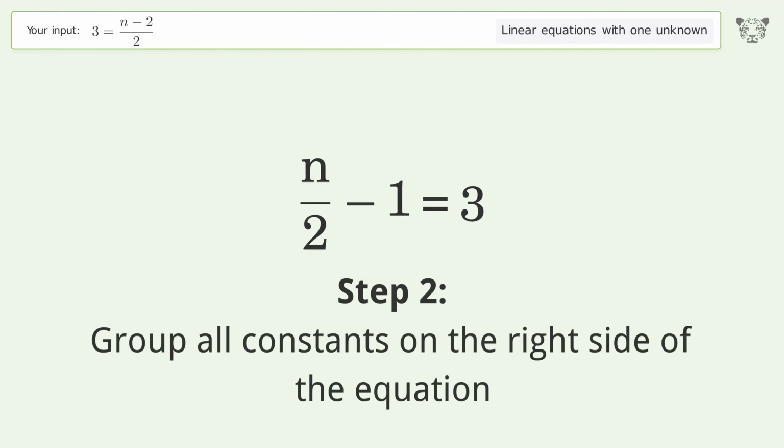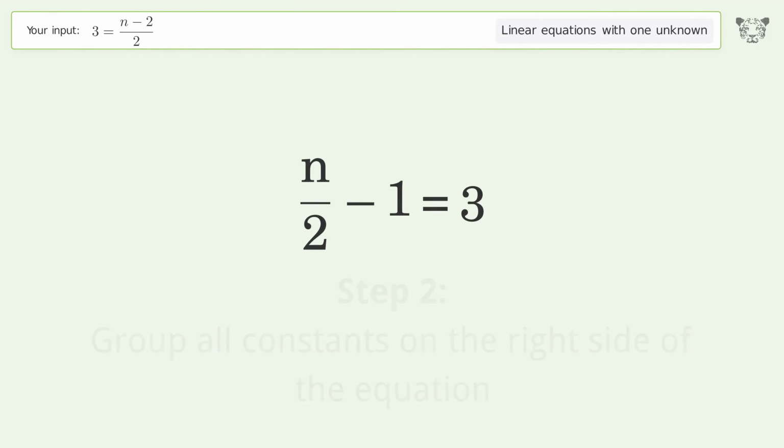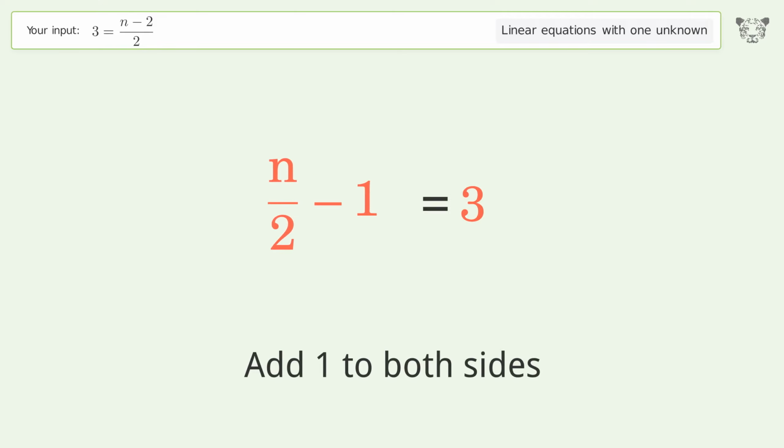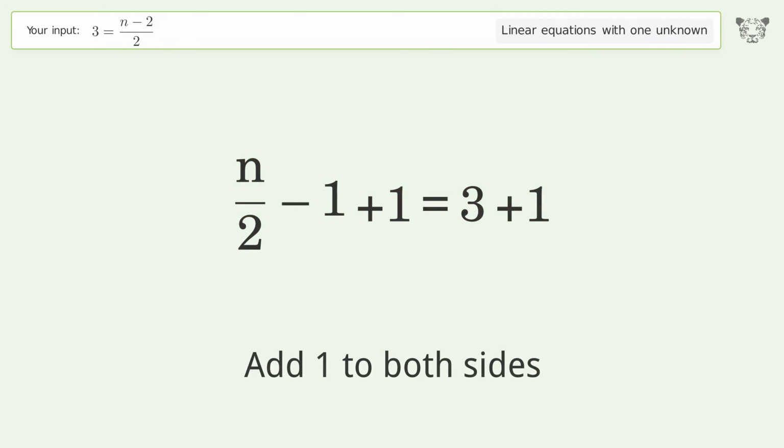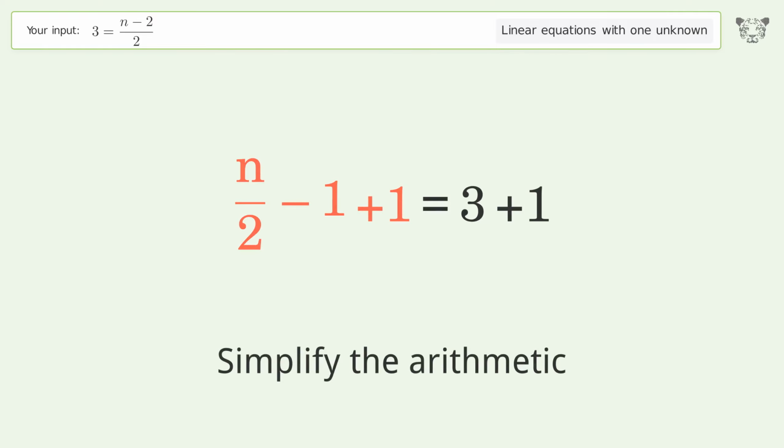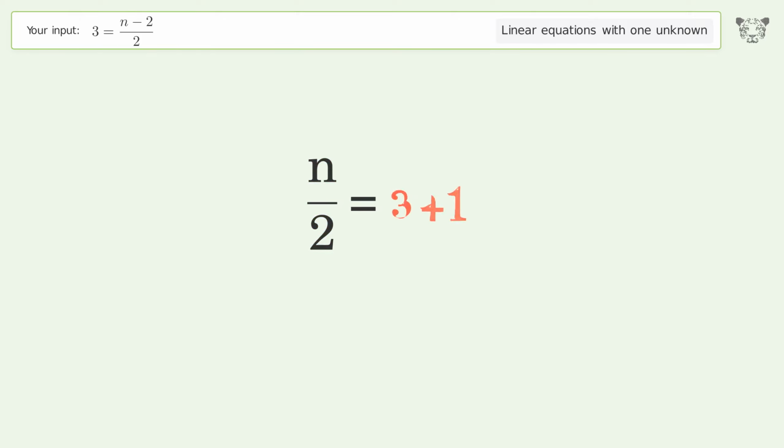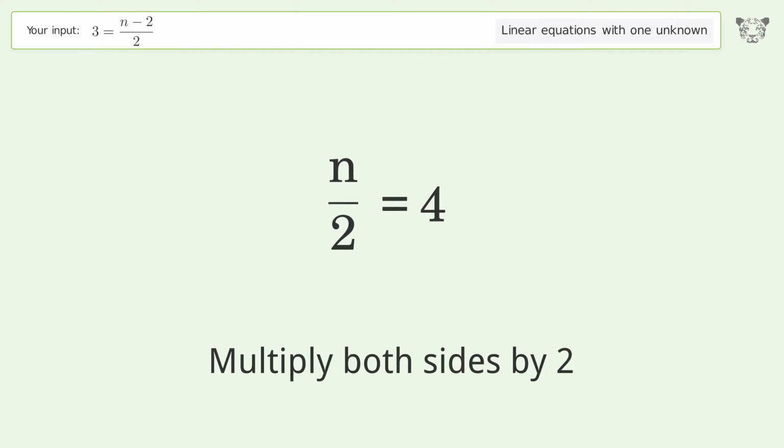Group all constants on the right side of the equation. Add 1 to both sides. Simplify the arithmetic. Isolate the h. Multiply both sides by 2.